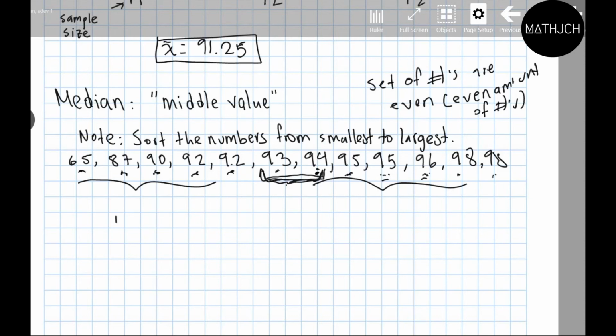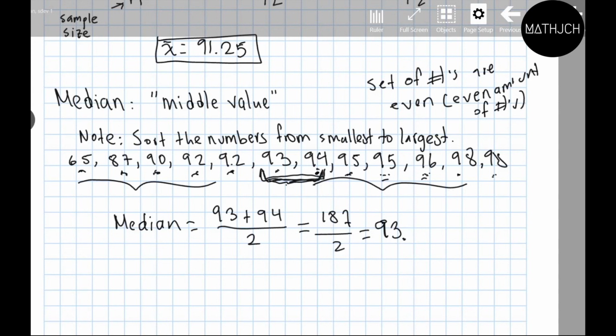So how do we identify the median? Well, the median will be the addition of those two numbers, and then we divide it by 2. Basically, we are computing the average of those two values that are in the middle. So let's see what is 93 plus 94. That's 187. And then when we divide it by 2, that's 93.5. So the median in this case is 93.5.